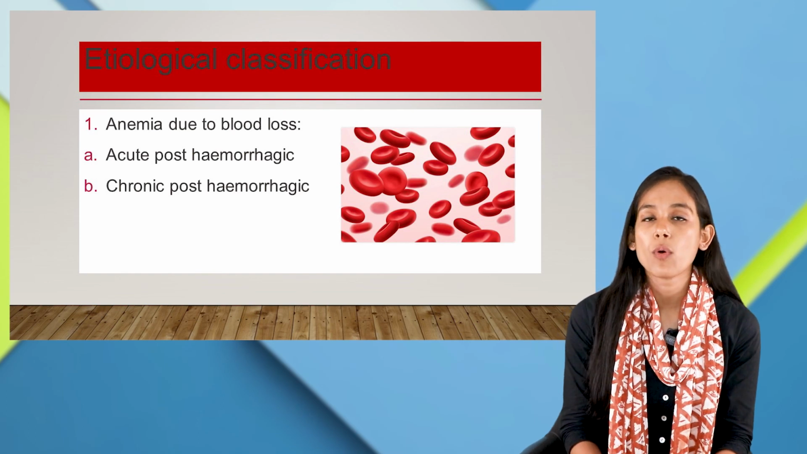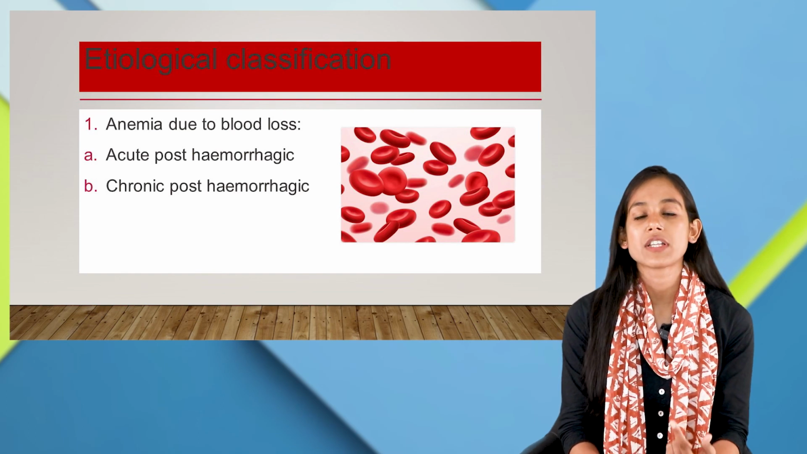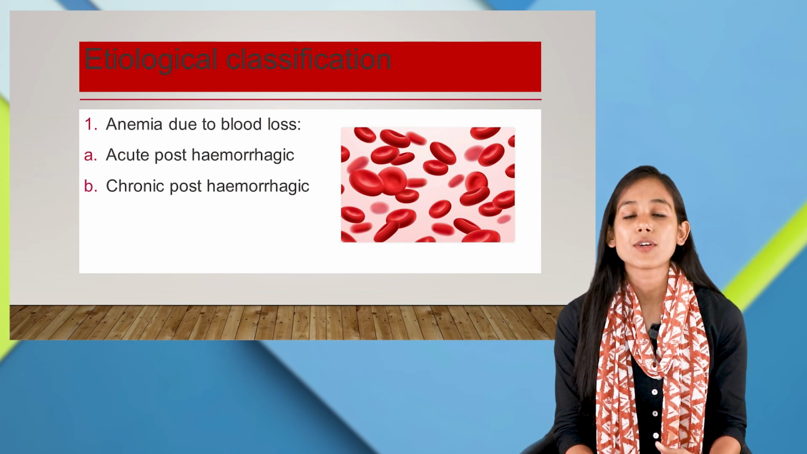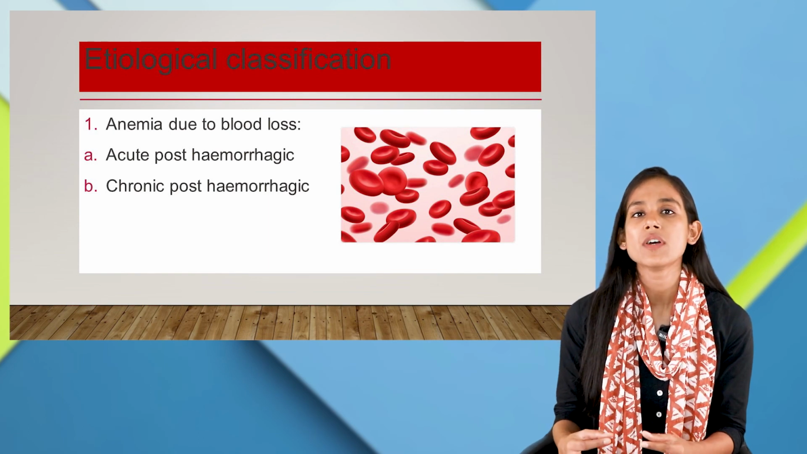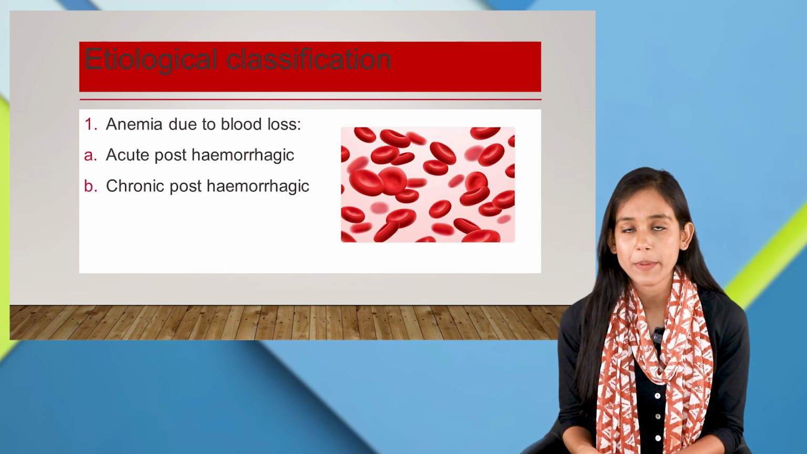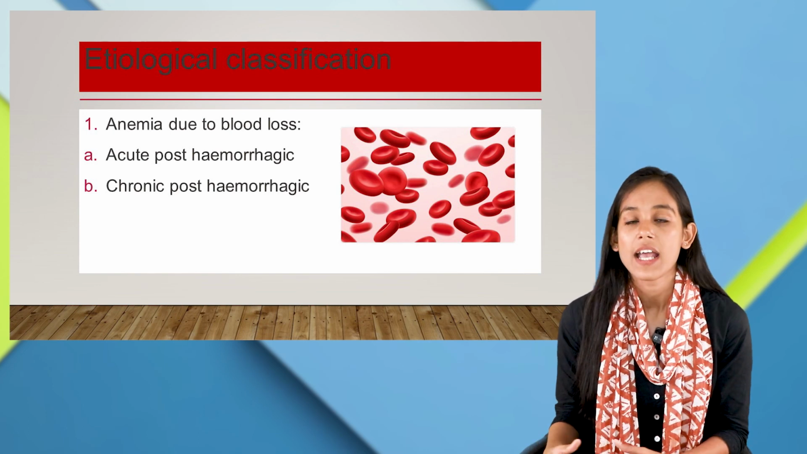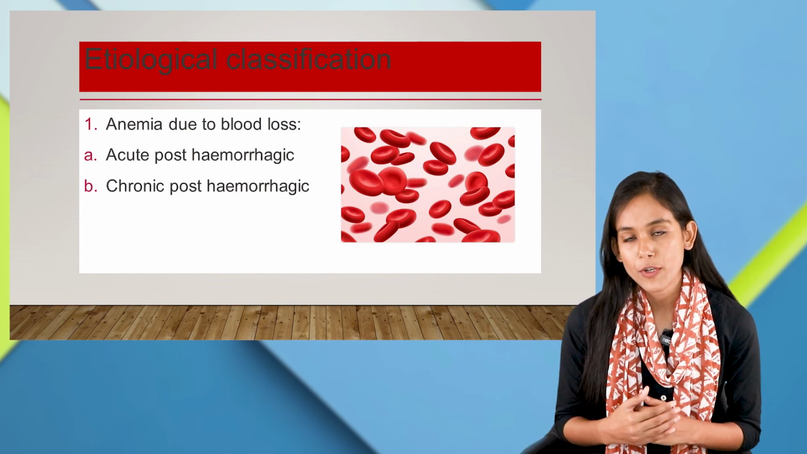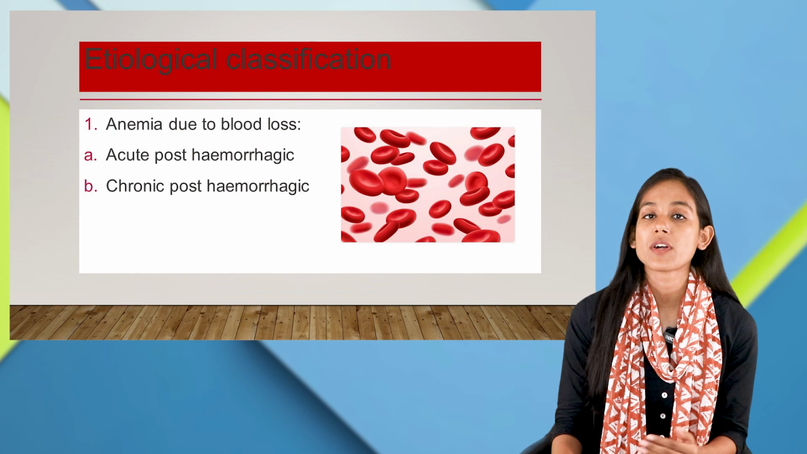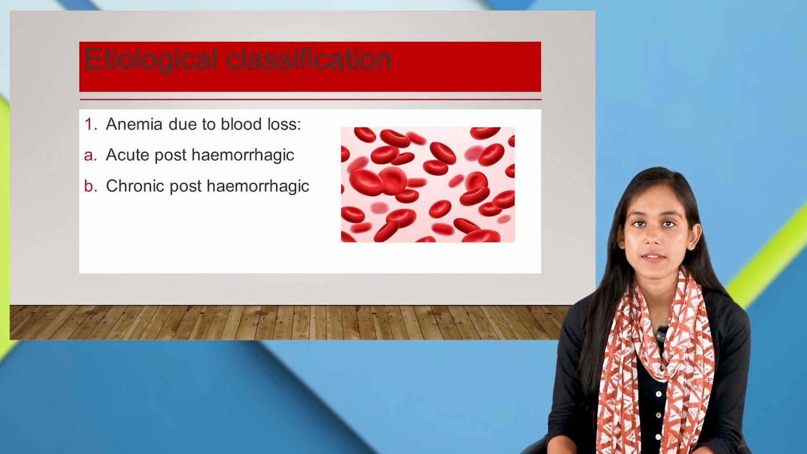So if there is hookworm infestation, or chronic duodenal ulcer, or piles, in all these cases there would be a very small amount of blood loss, but it will be continuous, and it would also be present over a long period of time. So that is what is chronic post-hemorrhagic anemia. So the first one was due to blood loss.